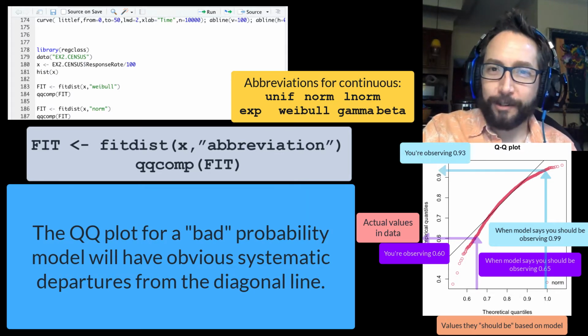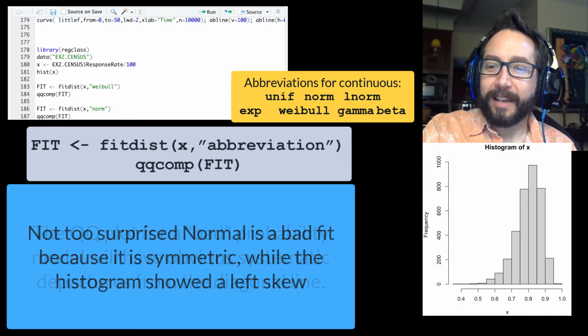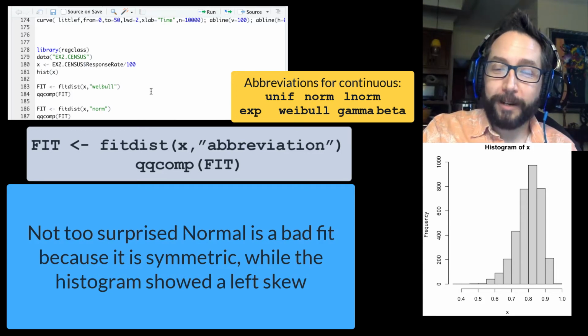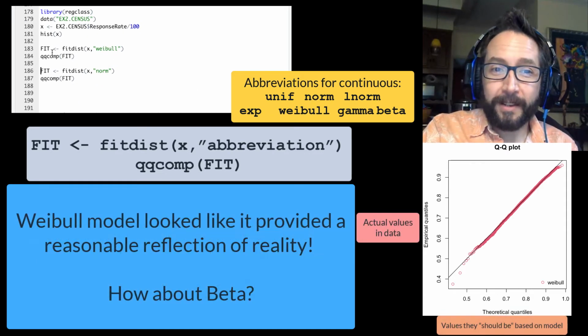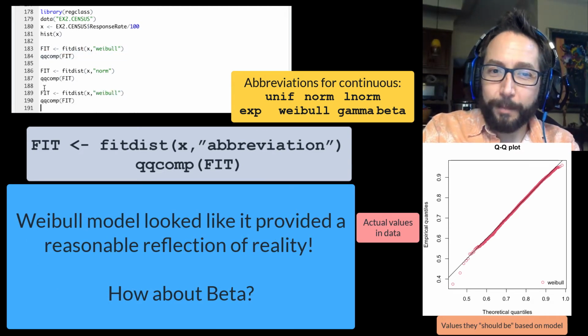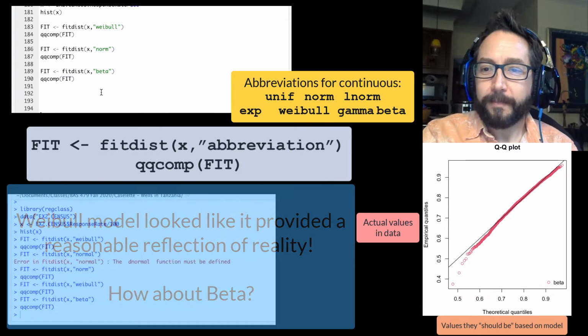And that wasn't really too much of a big surprise because we had seen that the histogram had a bit of a left skew. That normal distribution is quite symmetric. So it looked like the Weibull provided a pretty decent fit. Well, the other one that we had in mind was the beta distribution. And so let's try that out.